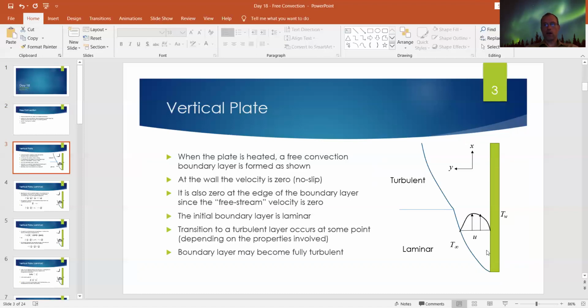Initially, I have a laminar boundary layer, which could go turbulent at some point at some value, kind of similar to what we had for the forced convection case. We had this transition at a Reynolds number of 5 times 10^5. This case will be different. There really is no Reynolds number here because, again, my free stream velocity is 0. So technically, the Reynolds number is 0. So there's another condition that we're going to see that controls whether this boundary layer is laminar or turbulent.